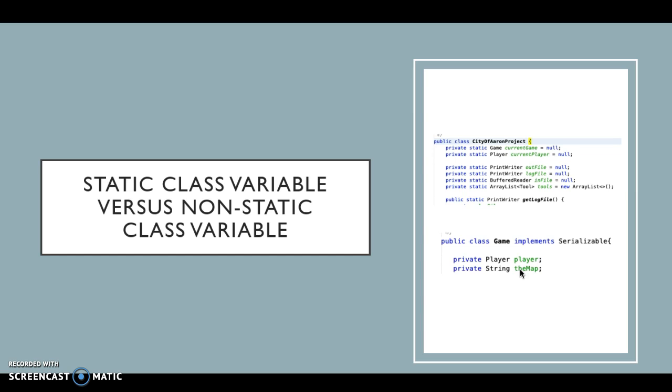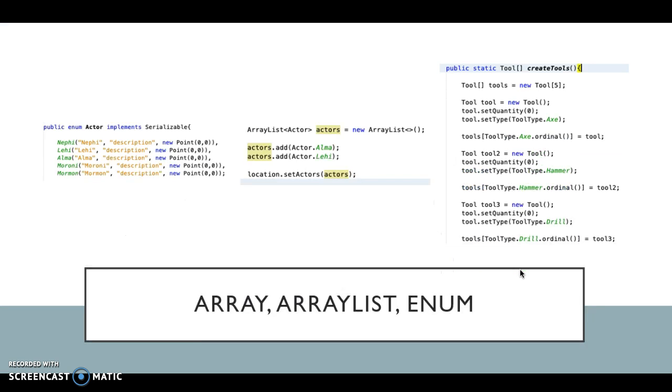Usually static class variables are designed to act like a global variable that I can use in different locations in my project. Down here I have array, ArrayList, and enum. These three are types of lists.